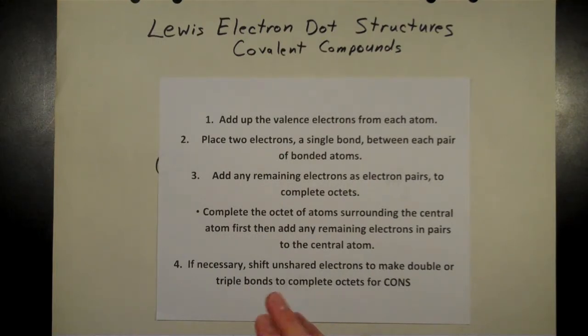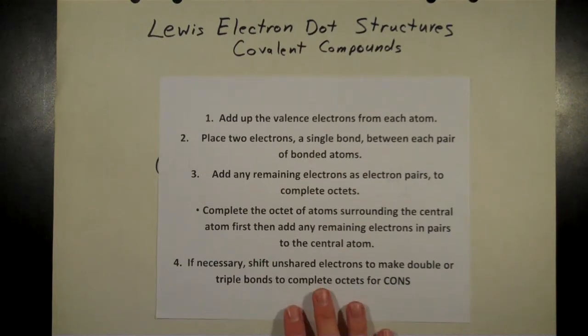And the next thing we'll do then is put two electrons, which is just going to be a single bond, between each pair of bonded atoms. Then we add any remaining electrons as electron pairs, typically around the terminal atoms first, and then we move on to the central atom.